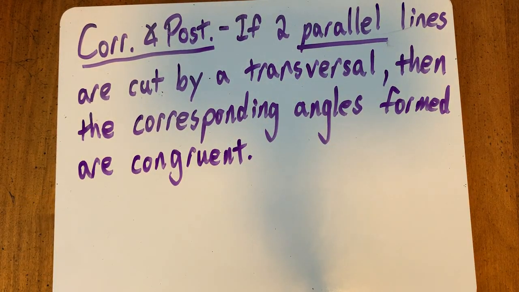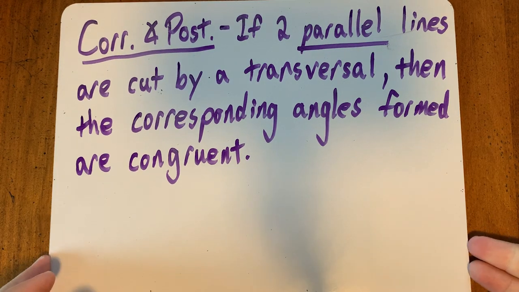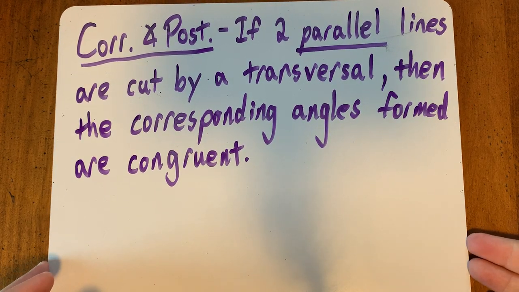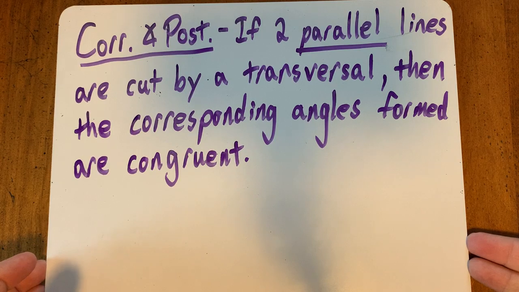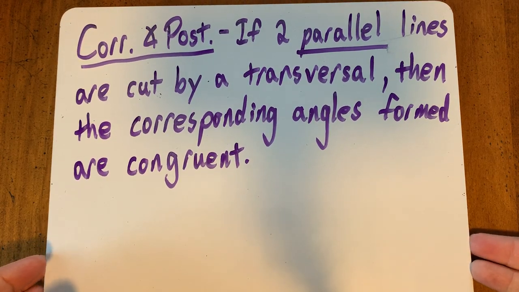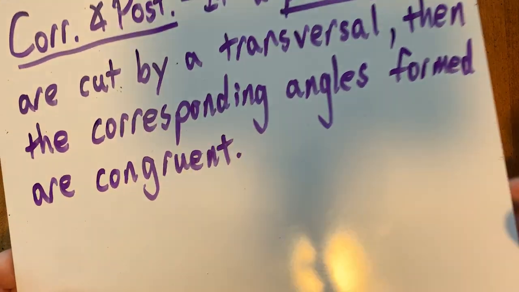That's our corresponding angles postulate. We can't prove it, but it looks in general to be true. All right? We can't prove it, but it looks in general to be true. So that's our relationship. If the lines are parallel, the corresponding angles are congruent.